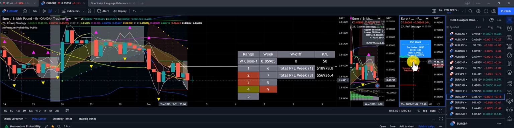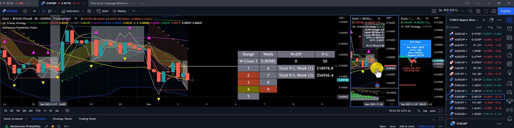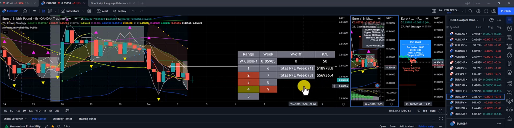Euro British pound, we have a strategic target of 0.82579 to the downside. Operational picture, non-trendable on the weekly within the C zone, just broke and right up against the R270 here. So we will not be trading this currency pair next week as well.